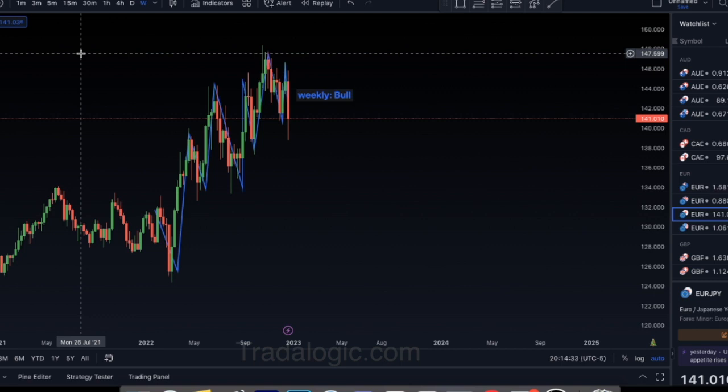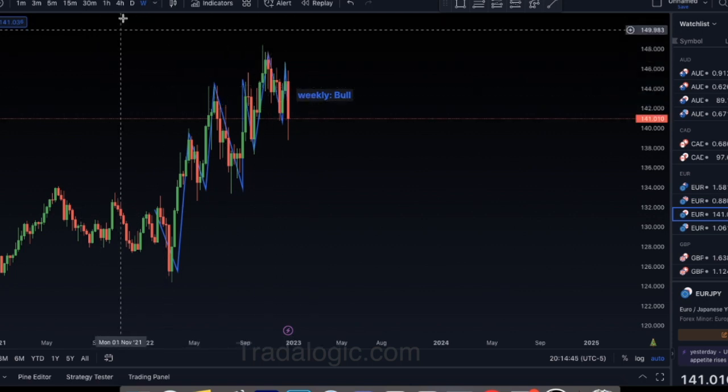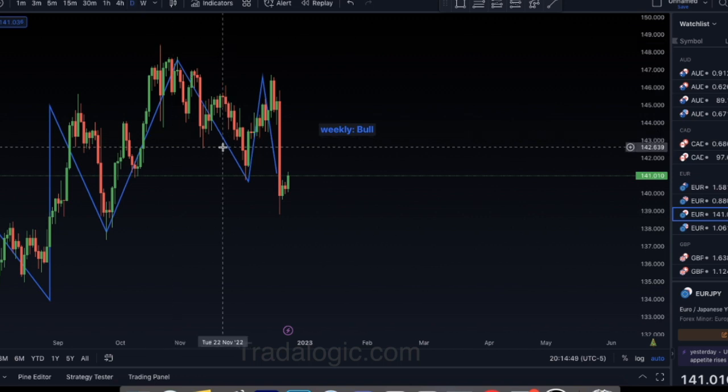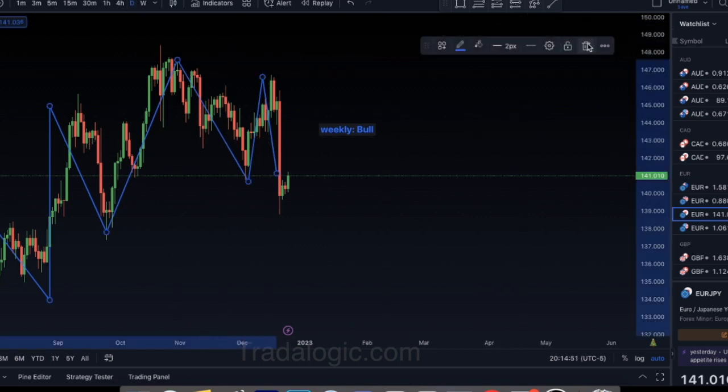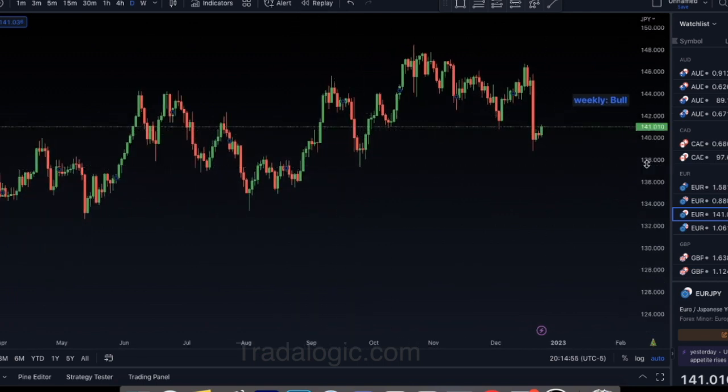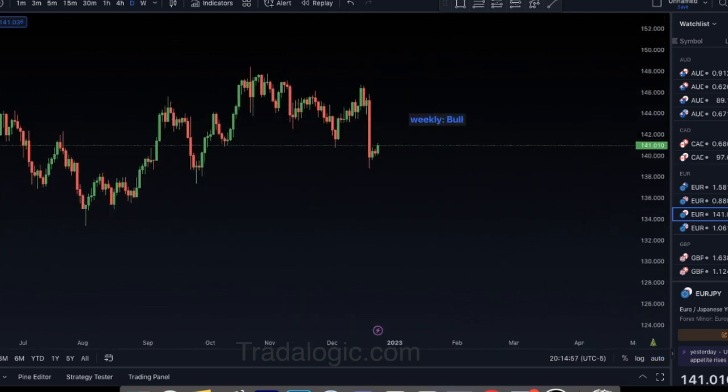Now we are going down to the lower time frame. Oh yeah, it's fine. We're going down to the daily time frame. We're gonna take this off and we're gonna zoom in a little bit just to see the market much better.